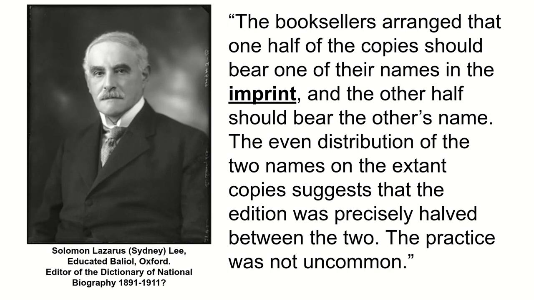So let's see what this most revered historian has got to say about what we've just seen. The booksellers arranged that one half of the copies should bear one of their names in the imprint, and the other half should bear the other's name. The even distribution of the two names on the extant copies suggests that the edition was precisely halved between the two. The practice was not uncommon.